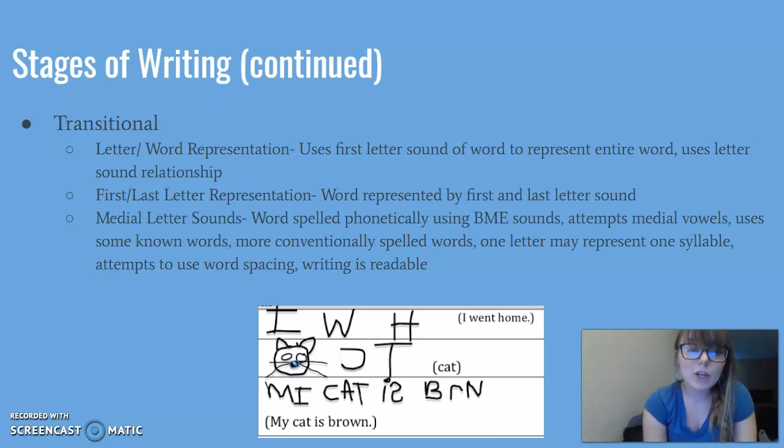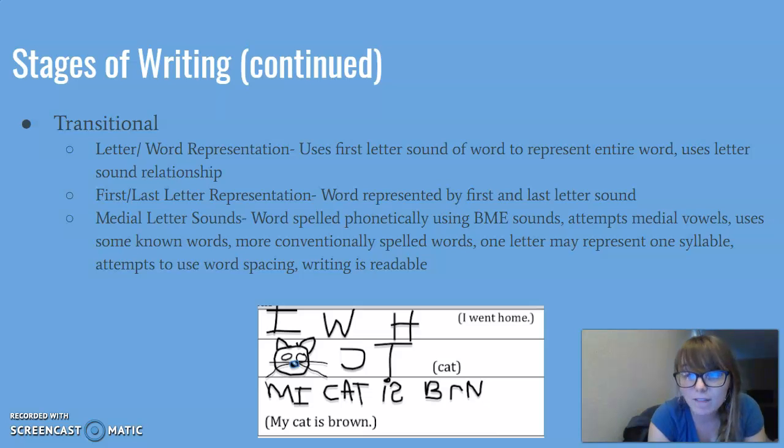The last one is medial letter sounds. The word is spelled phonetically, uses VME sounds, attempts medial vowels using some known words, more conventionally spelled words. One letter may represent one syllable, attempts to use word spacing, and writing is readable. That's that very last example.